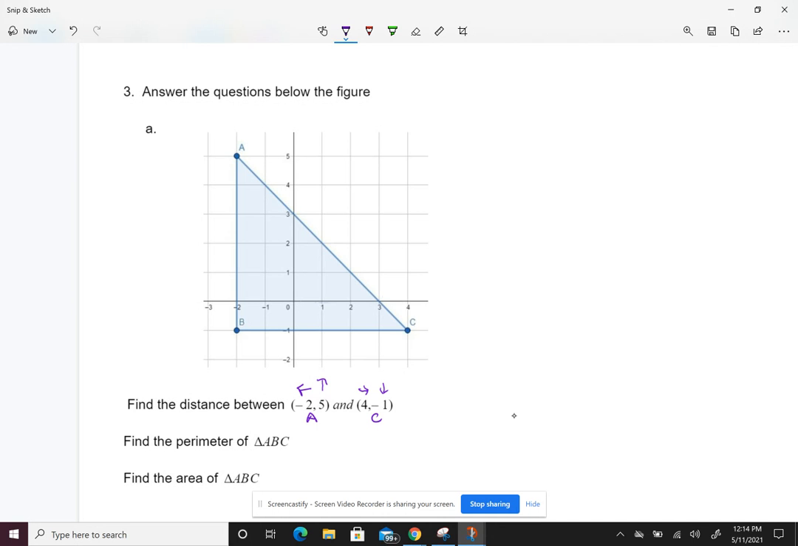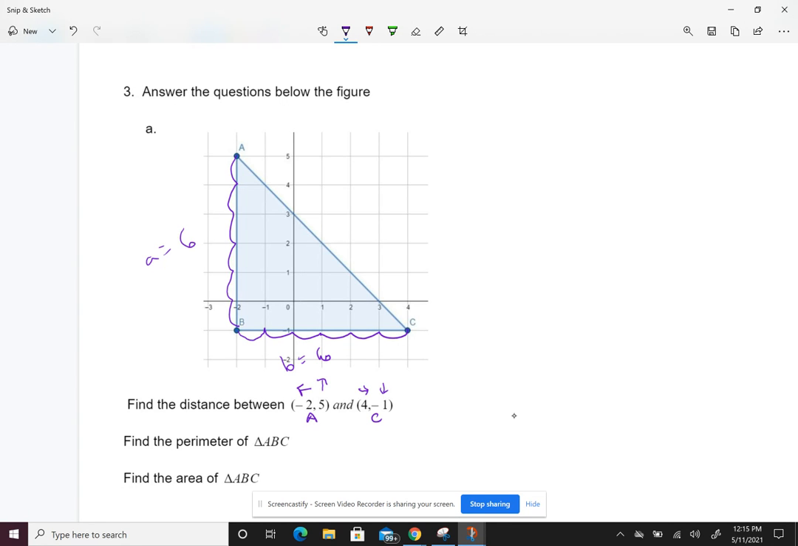So to find A, we know that we're going to go 1, 2, 3, 4, 5, 6. Oh, okay. So this will be A. You could call it B if you wanted to. It doesn't really matter. So that's 6. And then B is 1, 2, 3, 4, 5, 6. Oh, okay. So B is 6 as well.